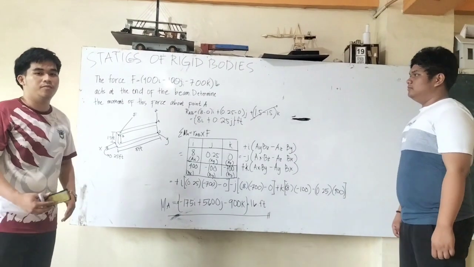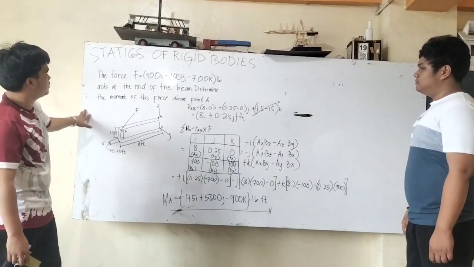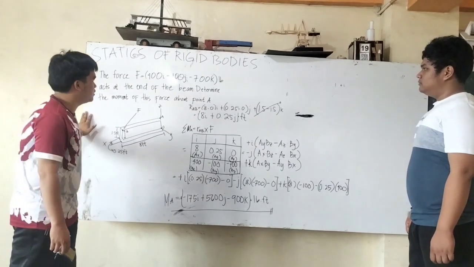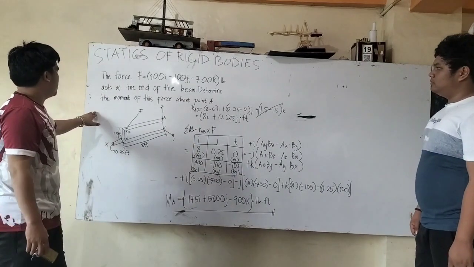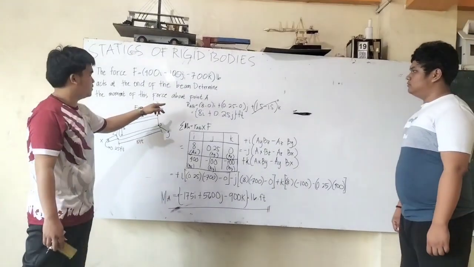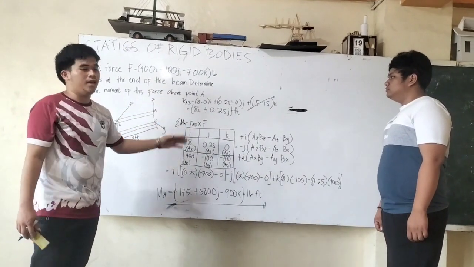Solve the Cartesian formulation. So here is our problem. The force F is equal to 400i minus 100j minus 700k pounds. It acts at the end of the beam. Then determine the moment of this force about point A.